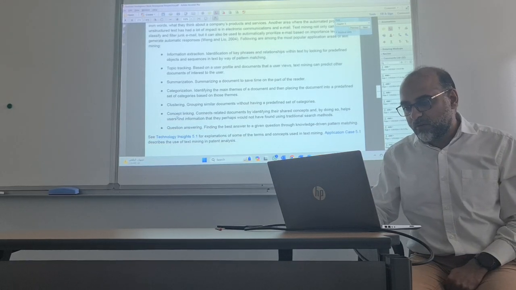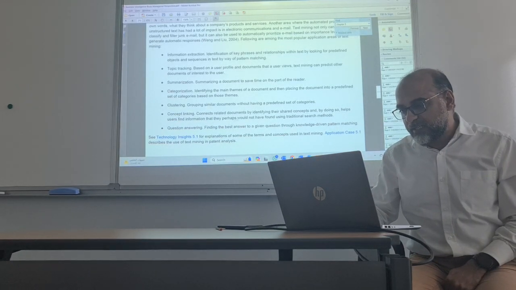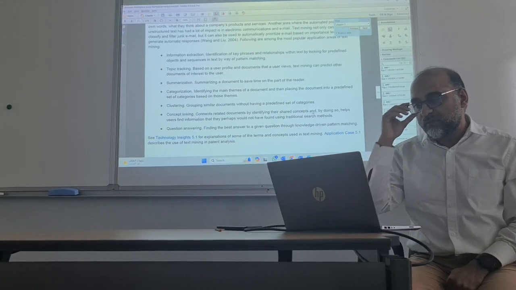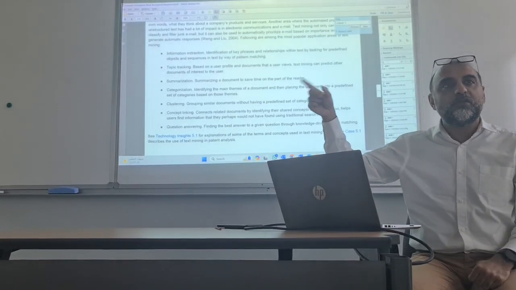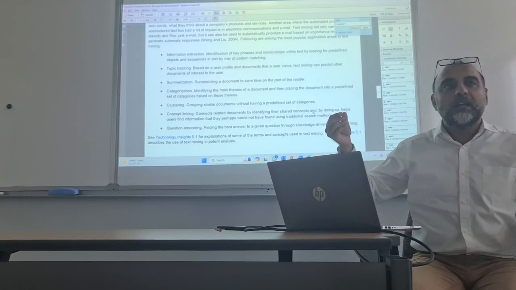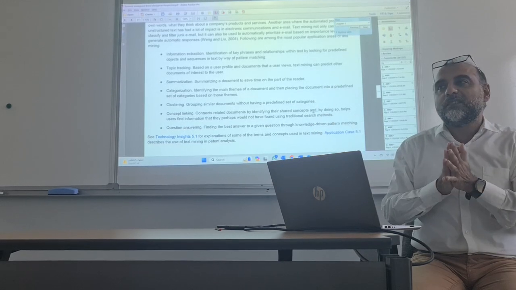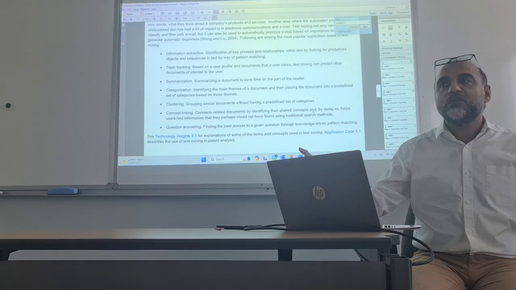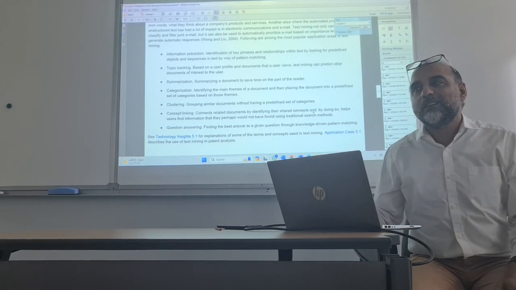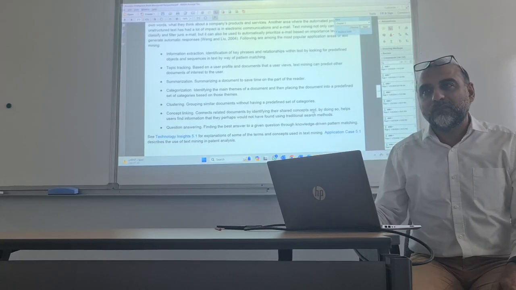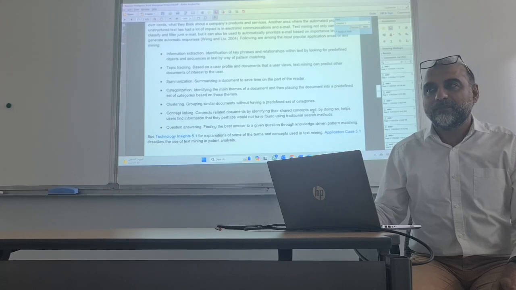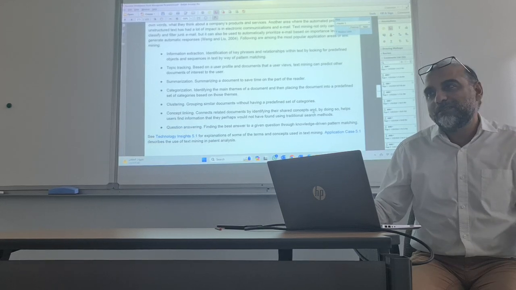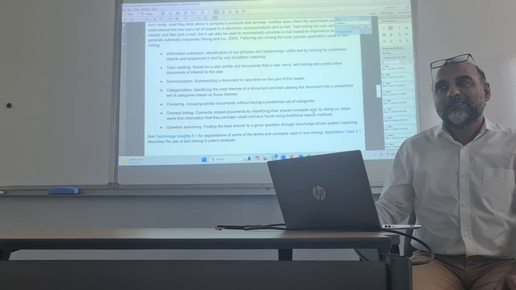Categorization, clustering, concept linking, connects related documents by identifying shared concepts. You keep seeing motivation, so motivation is a concept, and you see that it is in all documents. So concept linking means I see motivation linking all those 5 documents. So this is called concept linking. Which concept is linking all these documents? Motivation, right? So it depends on the concept, not the documents.